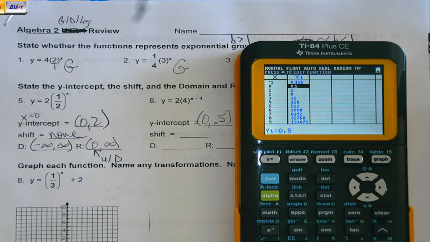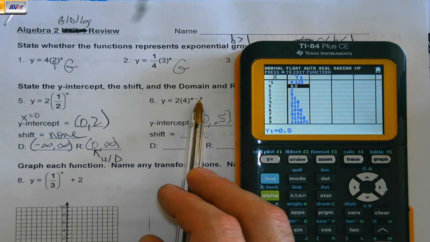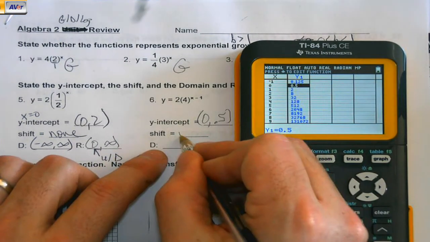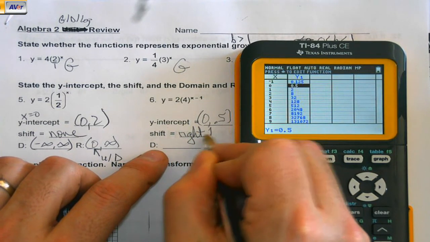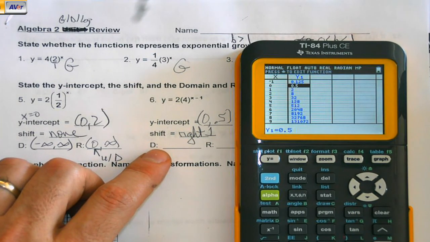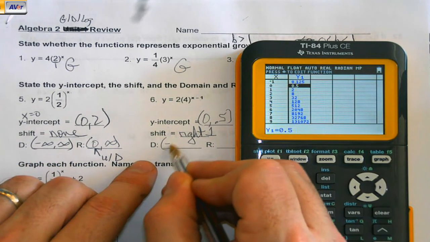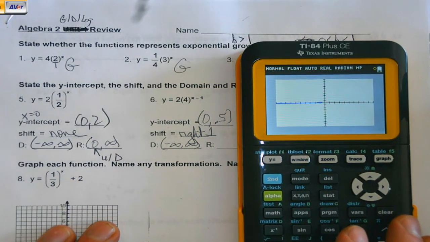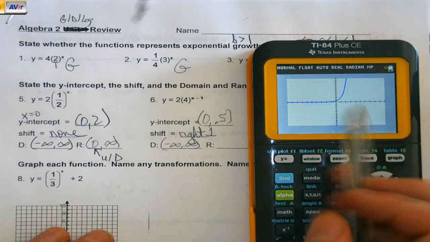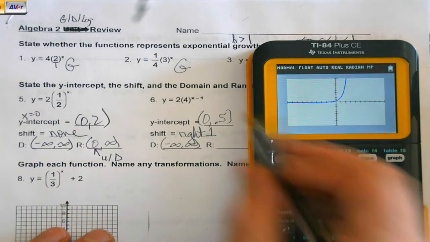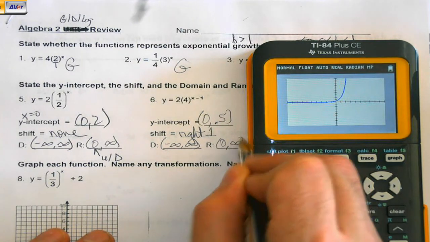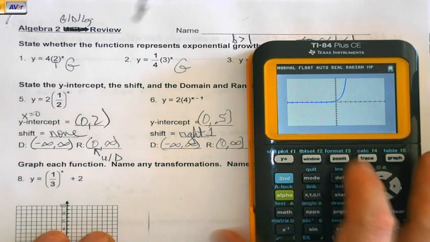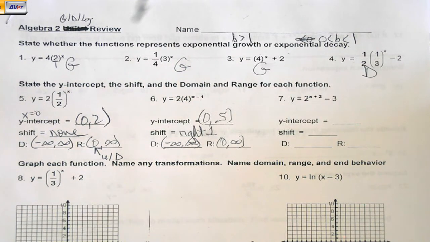My shift, when it's in an exponent, is left or right. It's the opposite of what I would think. So this one's going to be right 1. The domain is still the same. And if I look at the picture of it, I notice even though it's growth, it still hugs the x-axis. It still hugs 0 to infinity. Why? Because my shift isn't up or down. Only when it's up or down on growth and decay will that be the case.